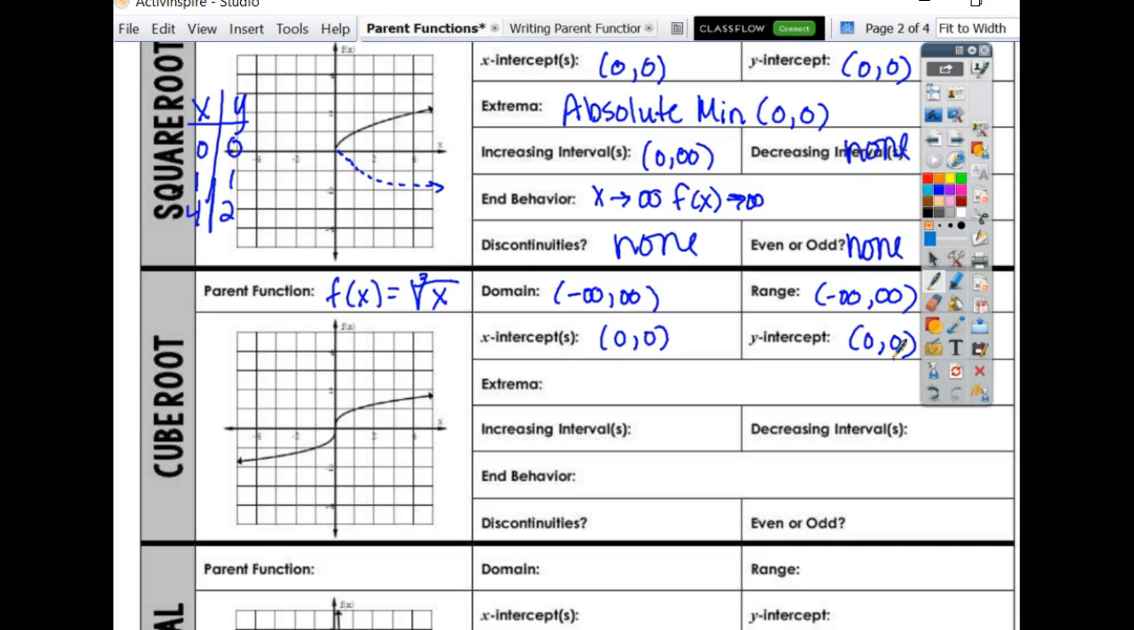Adriana, I want to know any critical points. Max, min, or point of inflection? Where? Very good.